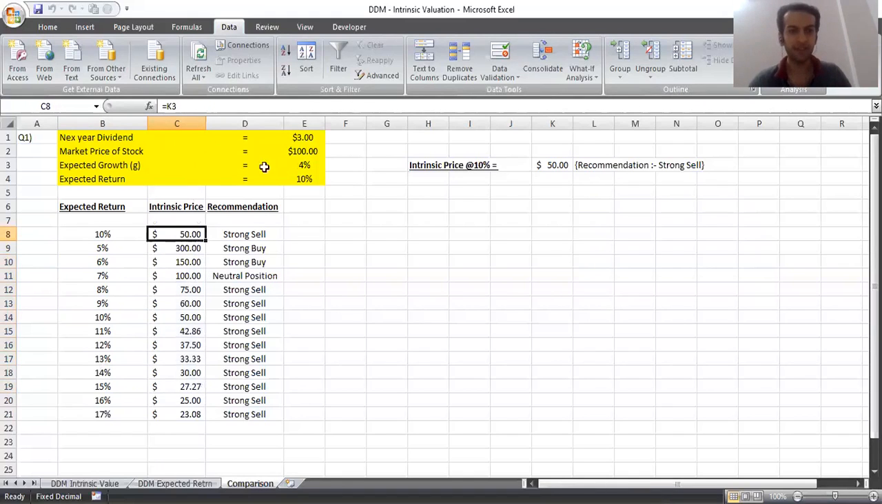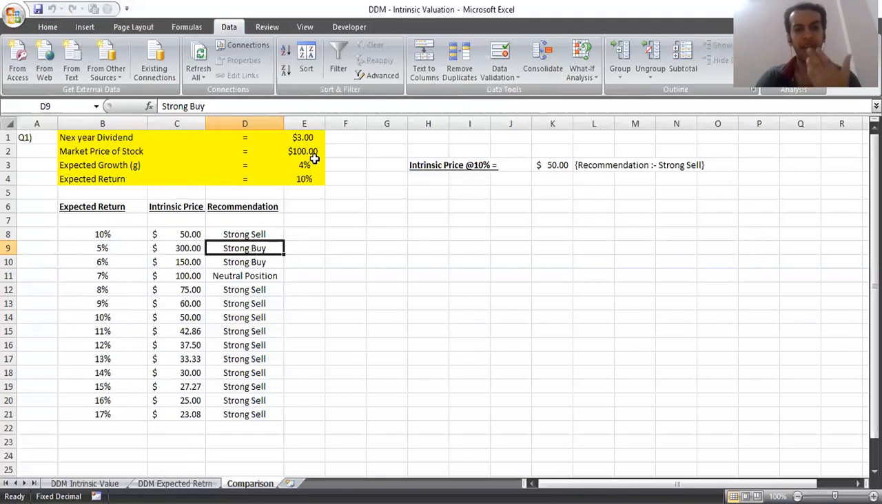If the market price of a stock currently is $100, look at my cursor, my dear friends. If the market price of a stock is $100, then at a 5% expected return, your intrinsic price would be $300. Okay, my dear friends. So you now know that the market price is currently quite low, while it can increase a lot. It can increase to $300. So what will you do? You will buy the stock. So we recommend a strong buy in this position. Right, my dear friends? Fine.